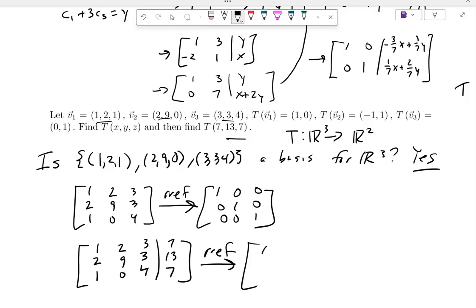What did you get when you augment that, or sorry, row reduce that? Good.